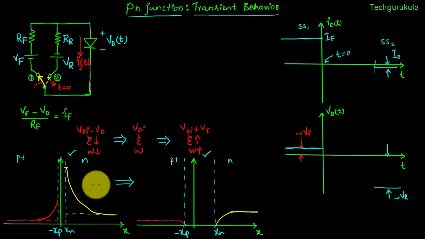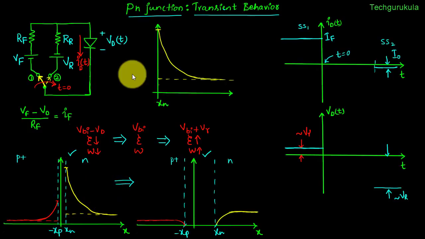And now to understand this better, let me take the hole concentration on the N side separately. As time increases from t equal to 0 plus, we would see how the hole concentration changes with respect to time. Just after t equal to 0 plus, there is no forward bias voltage applied because the switch has been moved from position 1 to 2. There is no external force to have this injection of minority carriers happening.